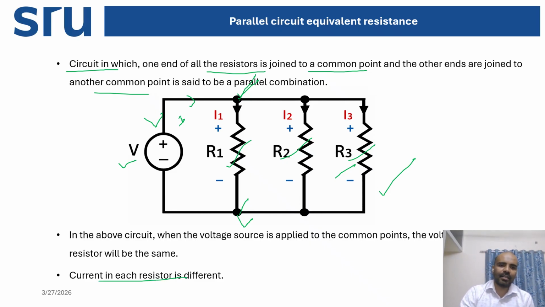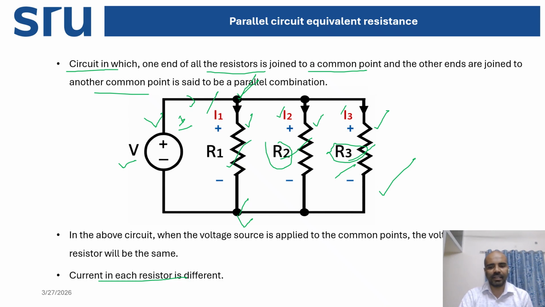You can see that the current through the R1 resistor, R2 resistor and R3 resistor are different. I1 flows through R1, I2 flows through R2, and I3 flows through R3. If you add these three currents, I1 plus I2 plus I3, we get I. So current is additive in nature. In a series circuit the same current flows through the circuit, but here different amounts of current flow through different circuit elements connected in parallel.